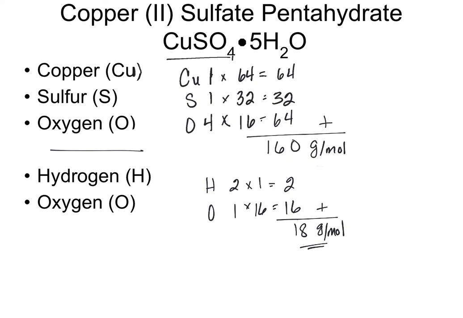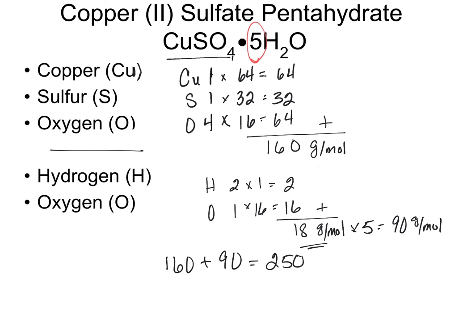Now we have to take into account the penta for the pentahydrate. That's the 5. So now I'm going to multiply that 18 times 5, and that's going to give me 90 grams per mole. So now our last step is just to add those 2 together. 160 and 90 will give me 250 grams per mole, and that is my final answer.